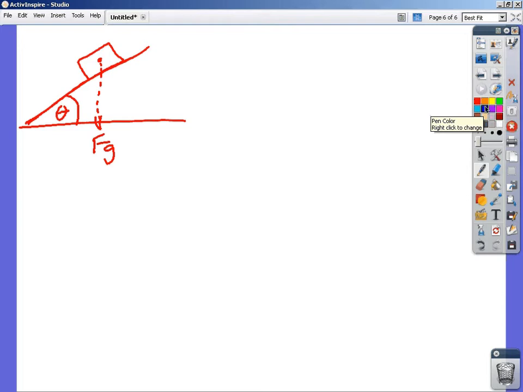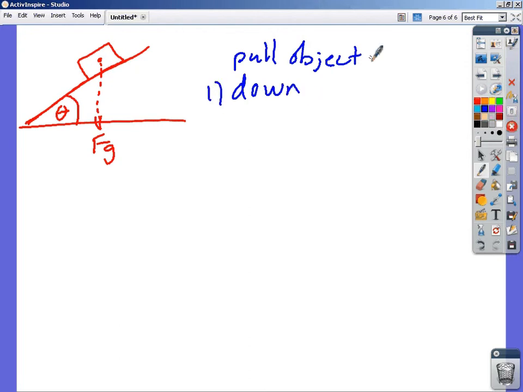So we know that there's going to be 2 things that the force of gravity does. One thing it's going to do is pull our object in which direction? Down the ramp. It's also going to pull it into the ramp. Okay, it's going to make it slide, but it's also going to pull it into the ramp. Those are the 2 things it's going to do.